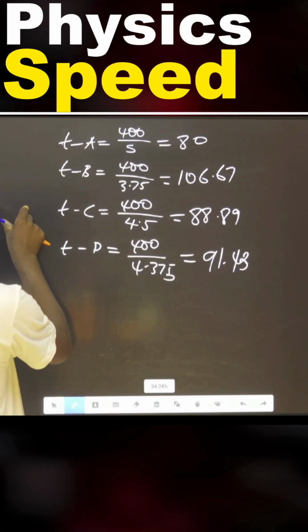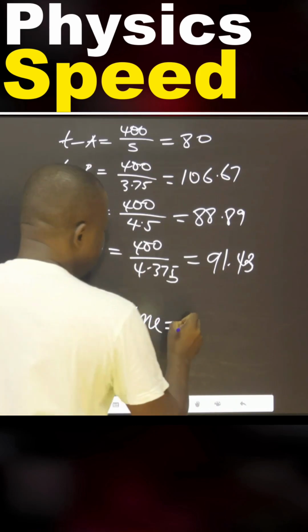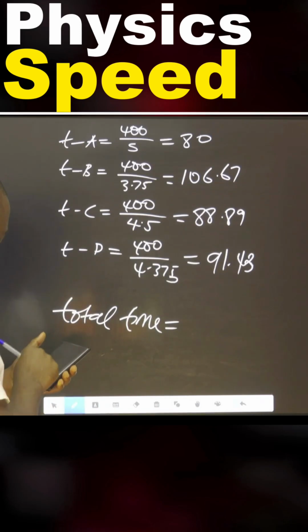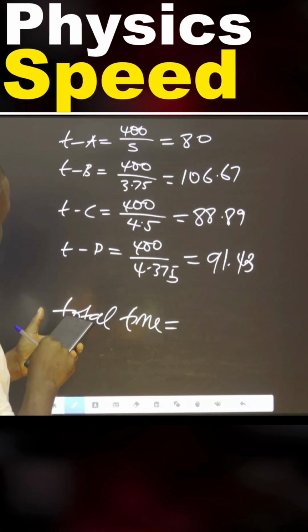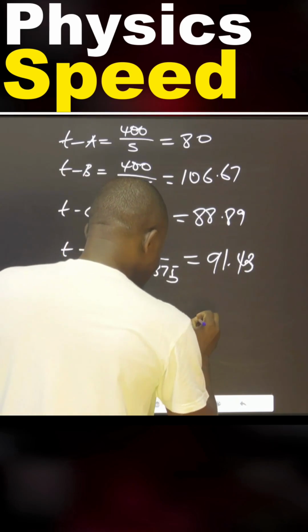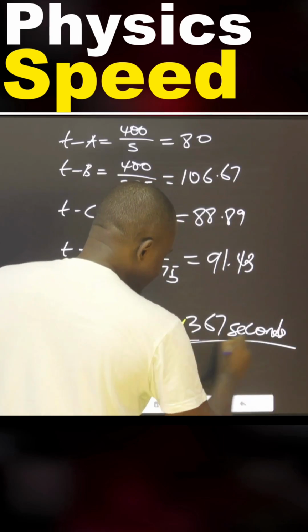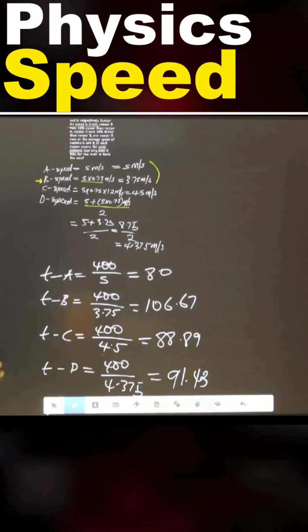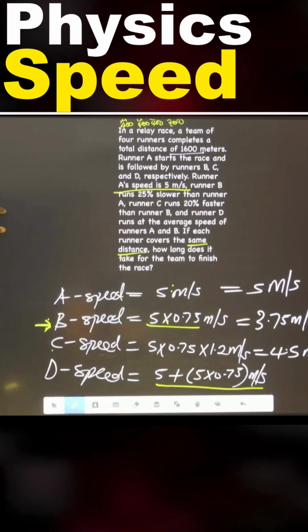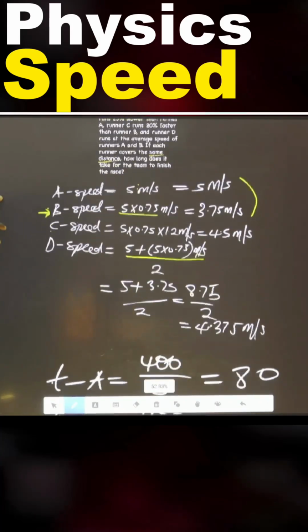So the total time it took them is equal to all of them added together: 80 plus 106.67 plus 88.89 plus 91.43. Okay? Approximately 367, approximately, in seconds. That is the total time it took them to finish. Look at the question again. Hope you understand it. Then look at the solution.